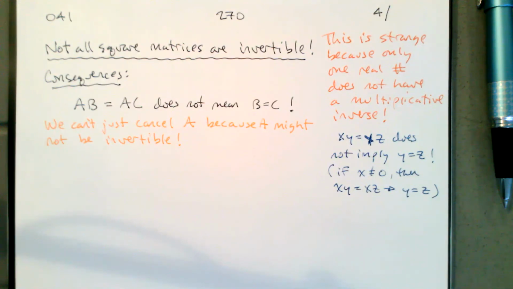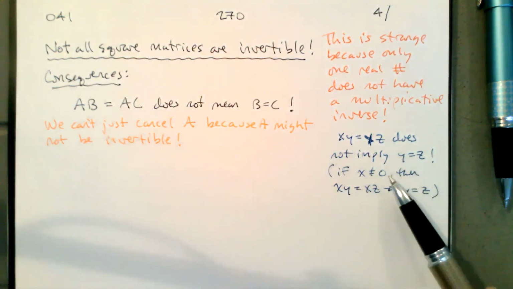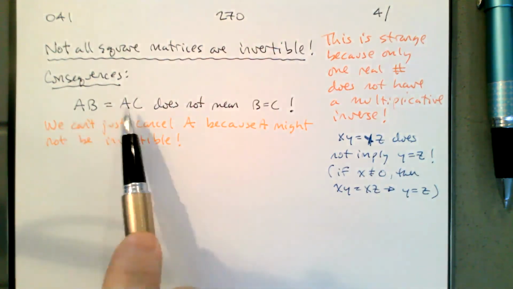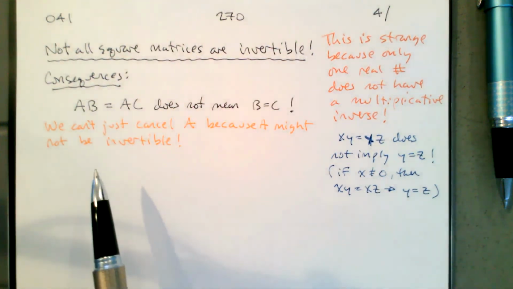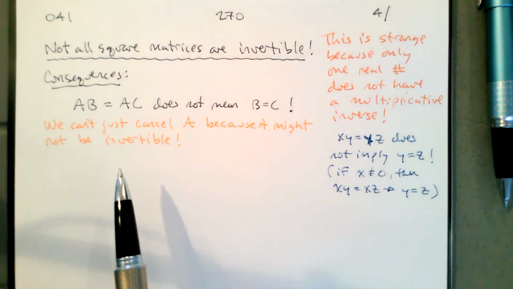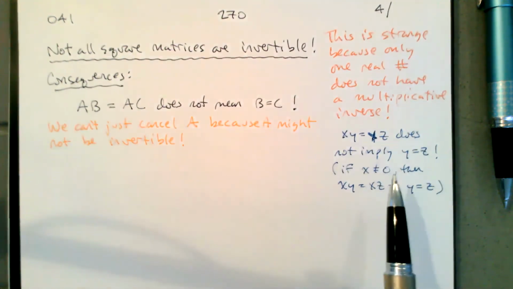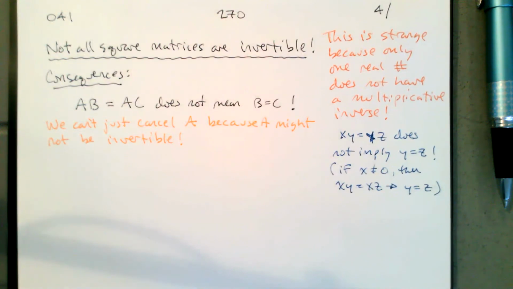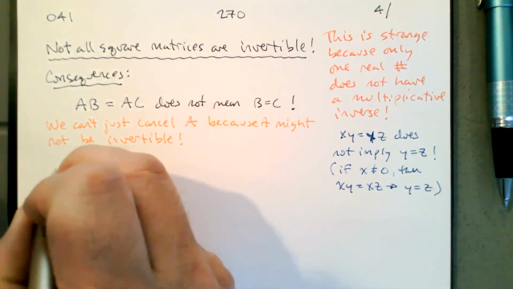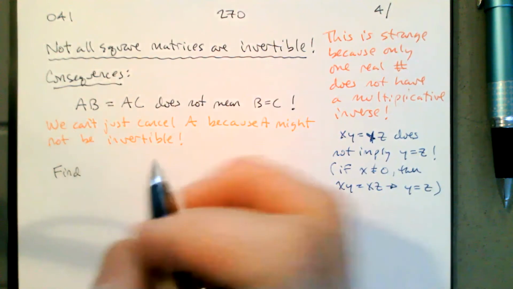So the reason that we can't just cancel the x here is that x might be 0. So the reason that we can't just cancel an A here is that A might not be invertible. So matrices that are not invertible act like the number 0 in a multiplication. That's an important consequence of not all square matrices being invertible. We can't just cancel a matrix. So let's find the inverse of a matrix.